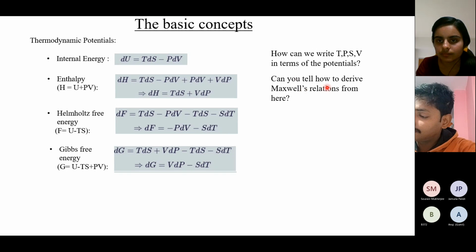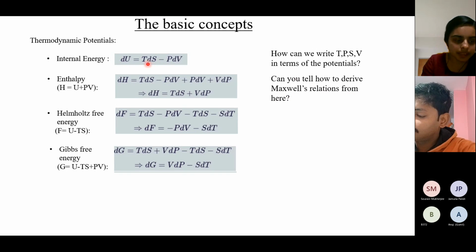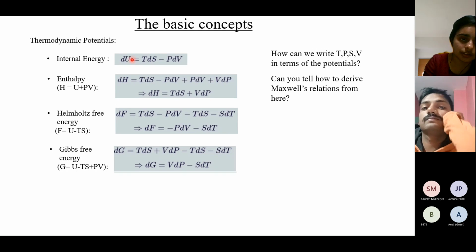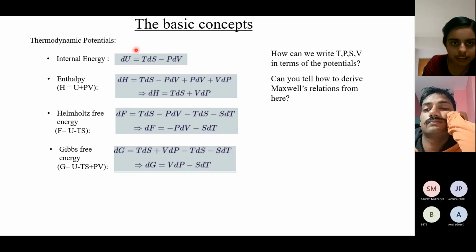So here, suppose you're given this expression and you want to derive the Maxwell's relations from here. The main concept that we will be using is that U is a state function and it's an exact differential. So that means ∂²U/∂S∂V will be equal to ∂²U/∂V∂S. The order of differentials doesn't matter. So let's see how we can use this expression and then derive a Maxwell relation. And similarly, you can use this concept to derive the other Maxwell's relations.